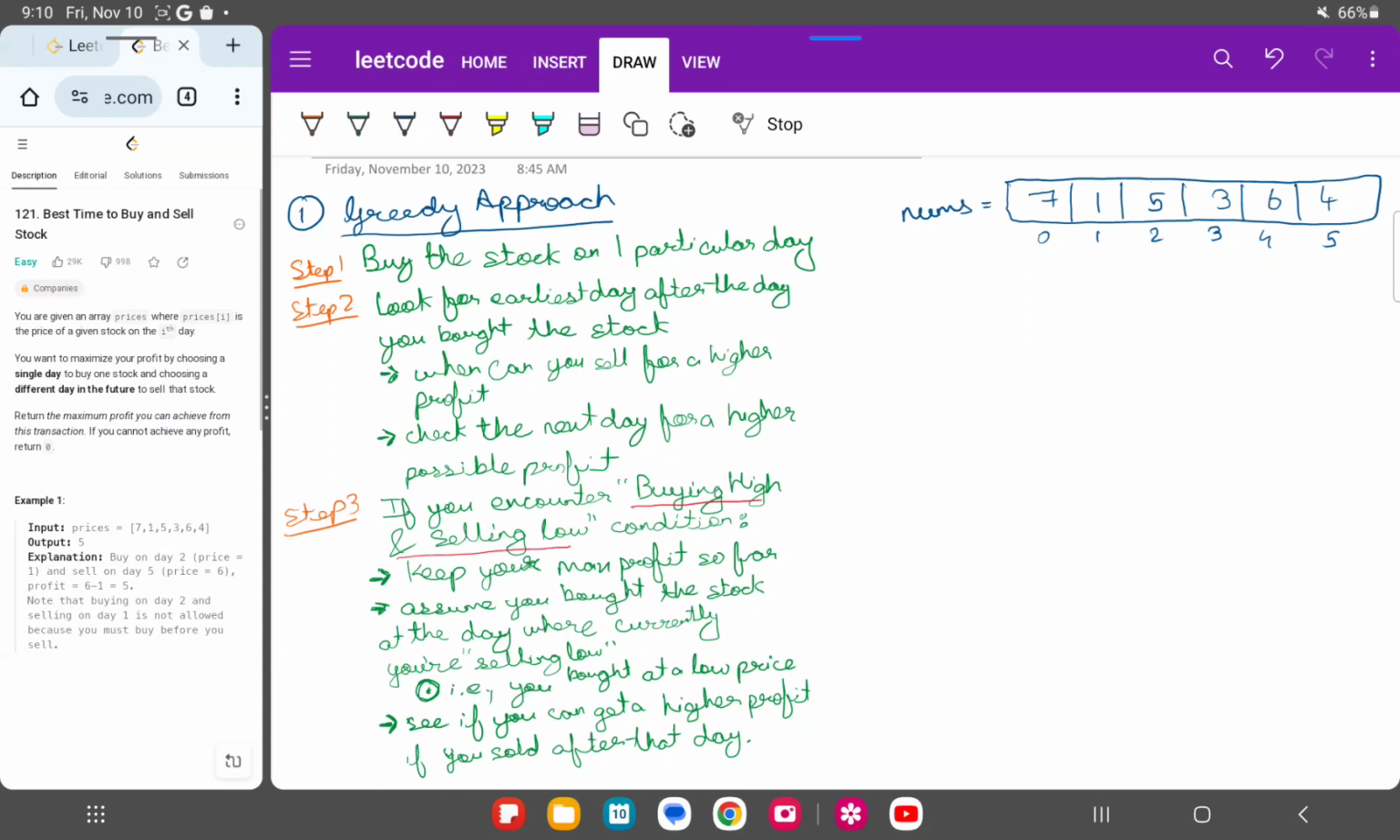Now what is the next step that you check for? Let's say you encounter a buying high and selling low condition. Basically you bought at a very high price and now you're encountering a position where the stock price is very low and you have to sell low. So what do you do in that case?